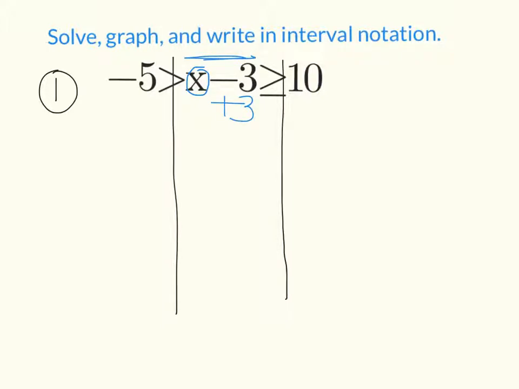Now the problem is there's more than one side. There's actually 3 sides to this inequality. So we have the left side, we have the middle, and we have the right side. So if I'm going to add 3 to the middle, I also need to add it to the left and the right side.